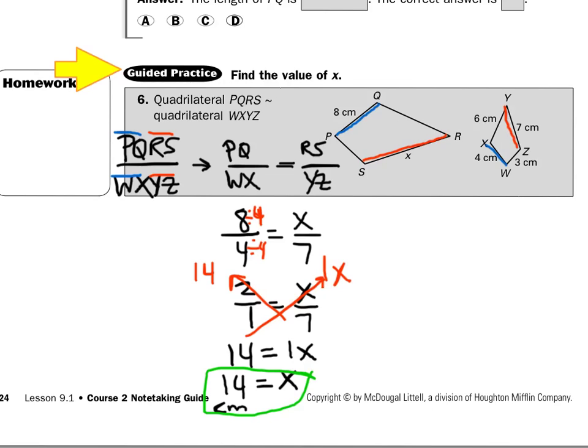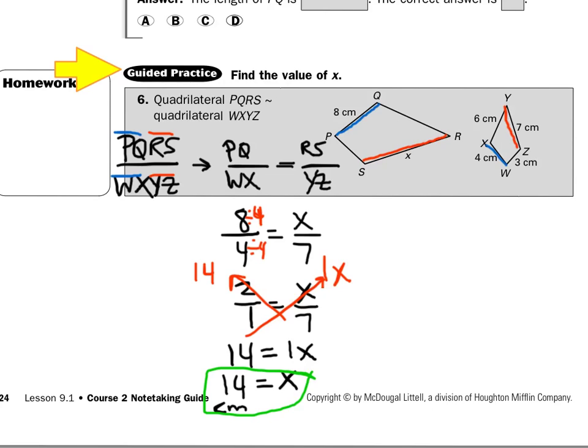And so fill in the numbers. So from P to Q was 8 over WX was 4 equals RS, from R to S was X, over YZ was 7. And then I reduced 8 over 4. That became 2 over 1 equals X over 7. And then do the cross products. 1 times X gives you X. 7 times 2 gives you 14. So you just bring it down. 1X equals 14. So X equals 14. And don't forget to label it centimeters.